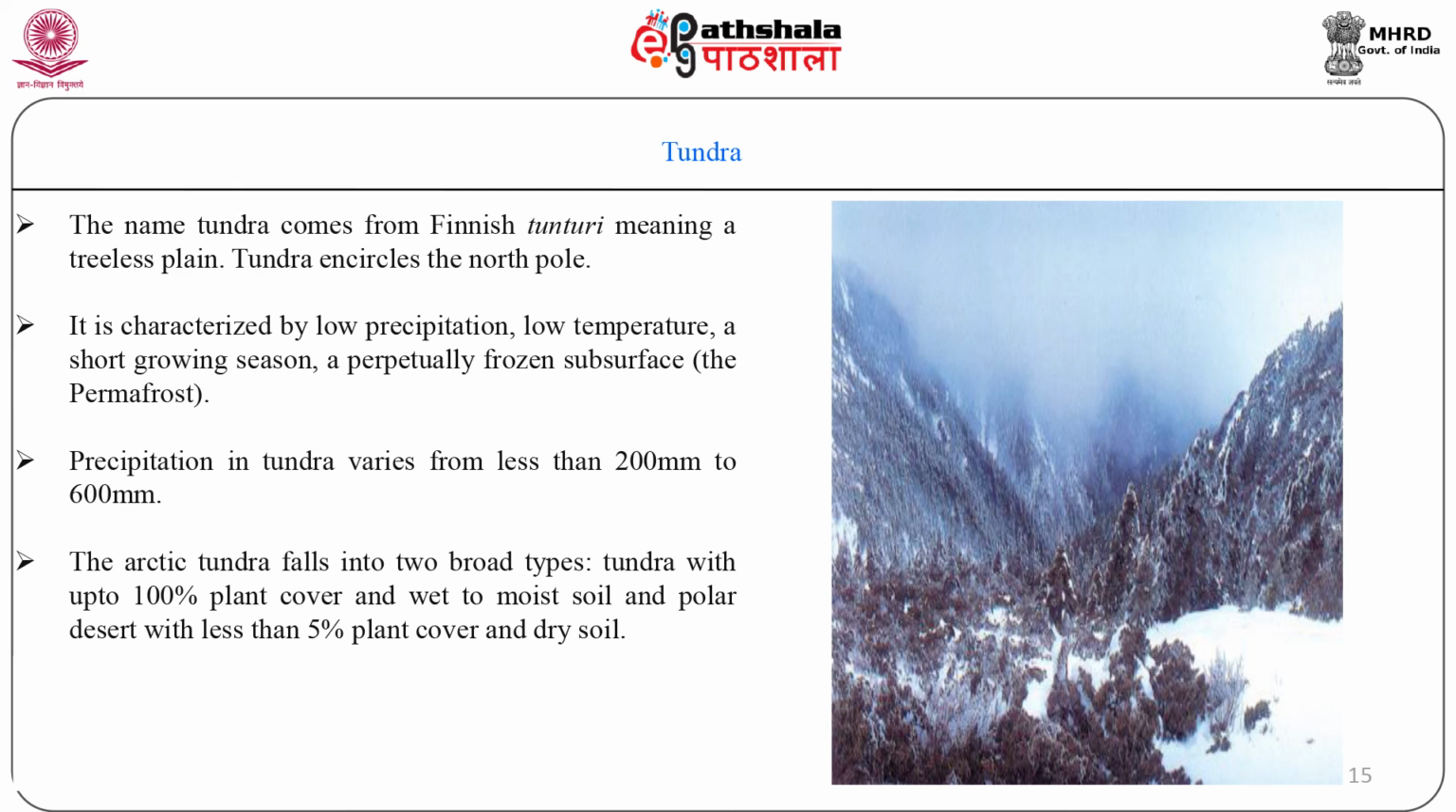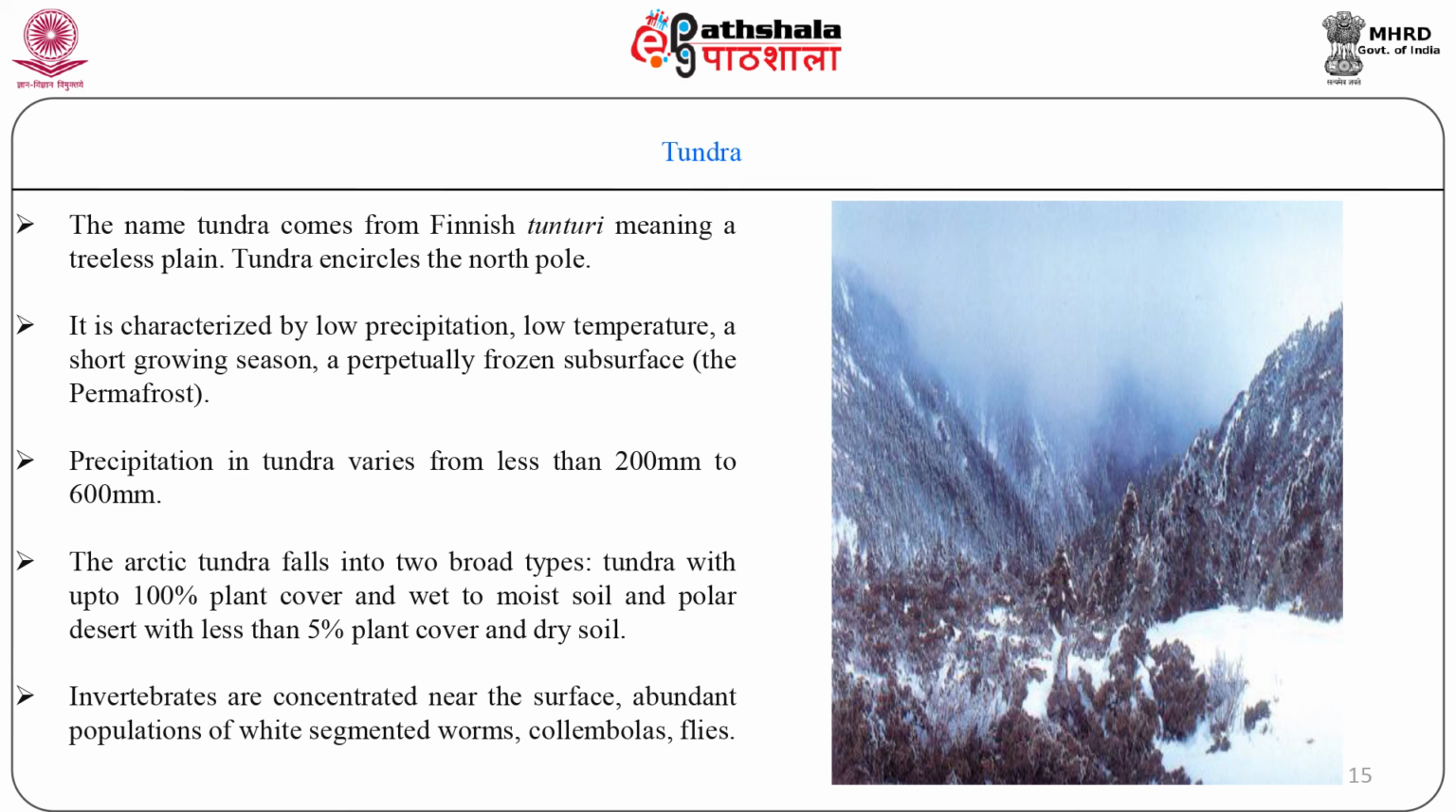About the animal life. The tundra holds fascinating animal life, even though the diversity of species is low. Invertebrates are concentrated near the surface. There are abundant populations of white segmented worms and flies. Summer in the Arctic tundra brings hordes of black flies and deer flies. Dominant vertebrates on the tundra are herbivores including lemmings, hare and musk ox. Major carnivores are the wolf, weasels, Arctic fox and snowy owl.